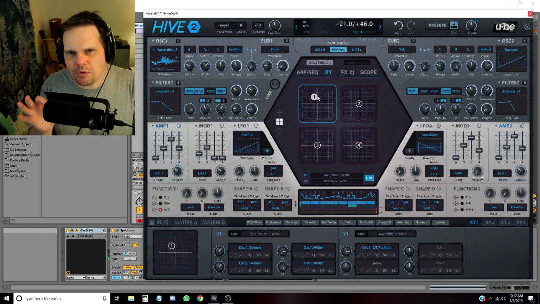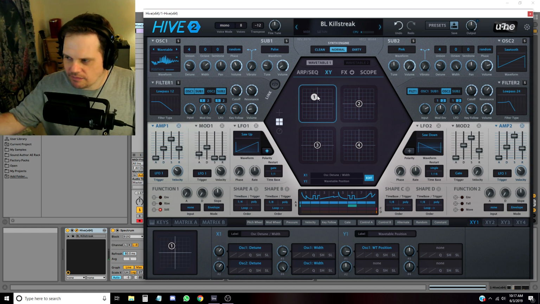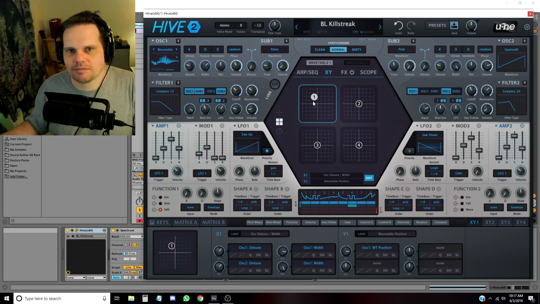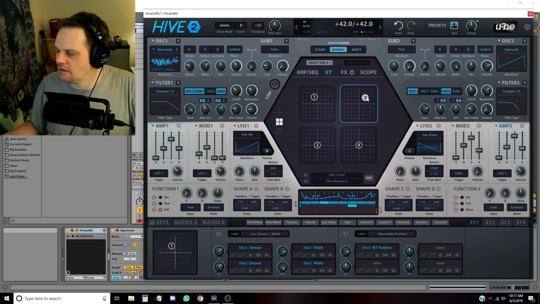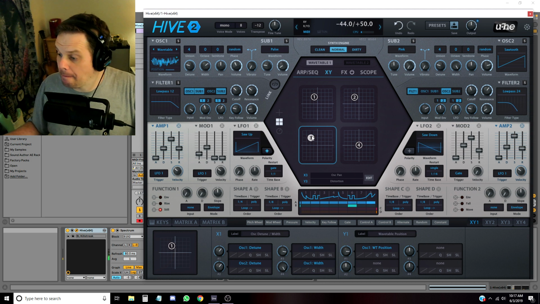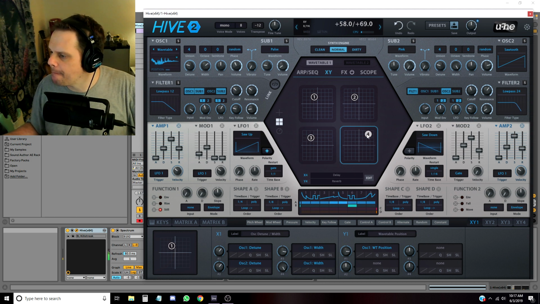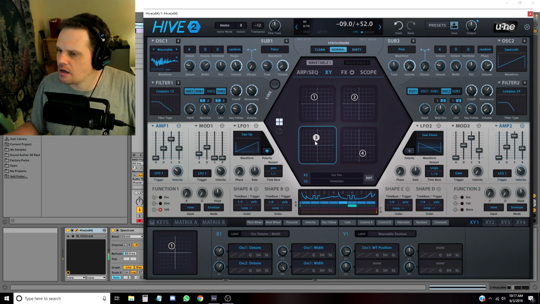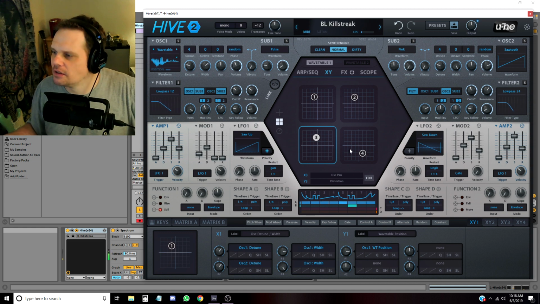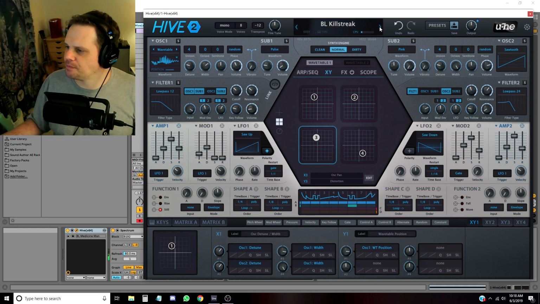Not enough people who are demoing Hive 2 right now are actually using the XY controls. It's a good XY matrix. It deserves to be shown off. That's kind of cool. Yeah, I like that one.